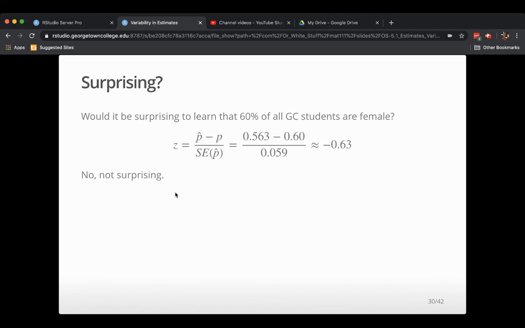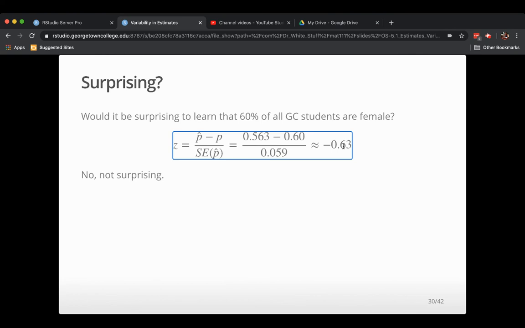In the case of the Math 111 survey data, would it be surprising if God came down and told you that, hey, actually, P is 60%? P is 0.6. 60% of all Georgetown College students are female. Would you be surprised? Well, check it out with the z-score. Take the P hat that you actually got in your data, see how far away it is from the real P, and divide by the standard error for P hat that you computed. So 0.563 minus 0.6 divided by 0.09. Now that's about a minus 0.63.